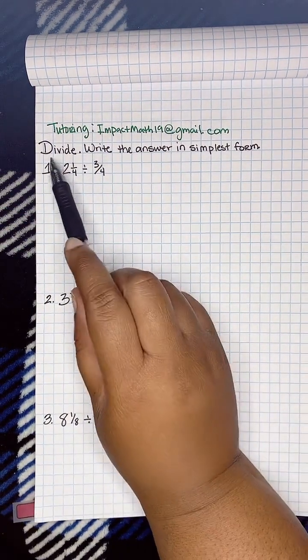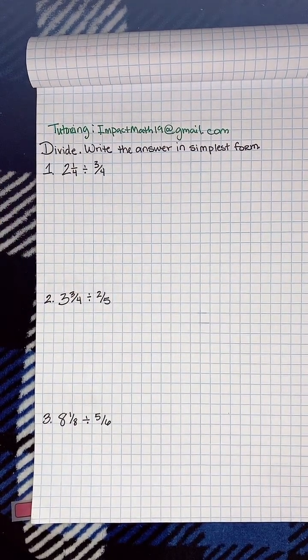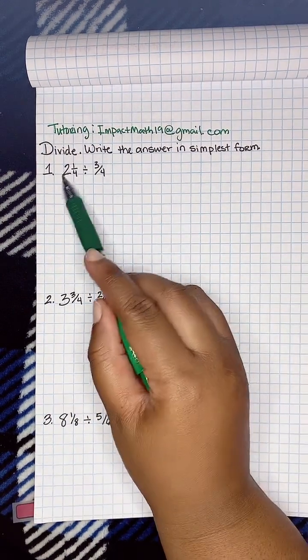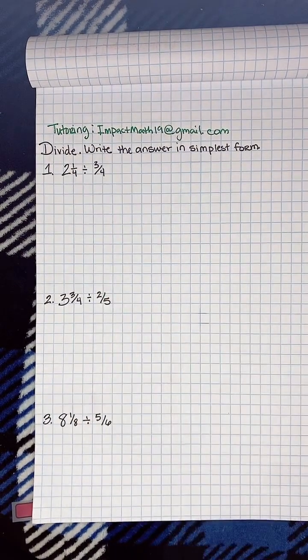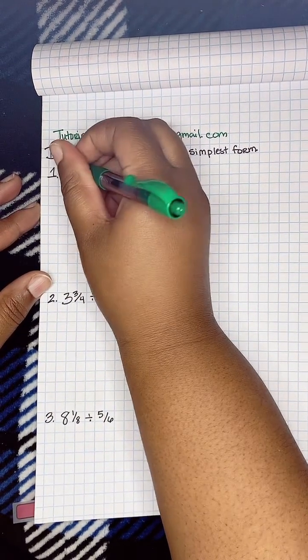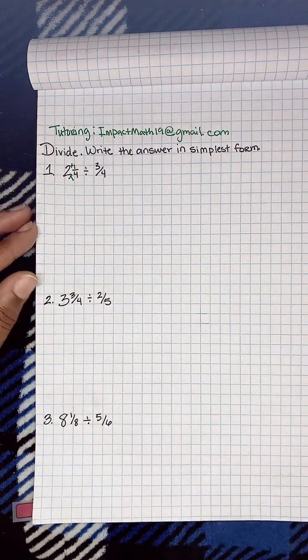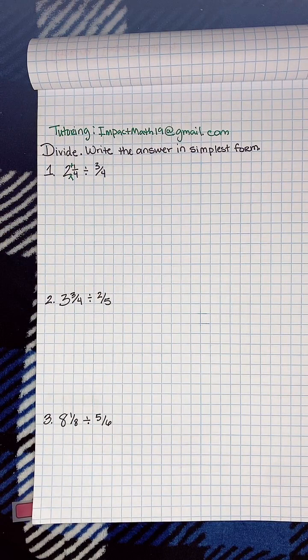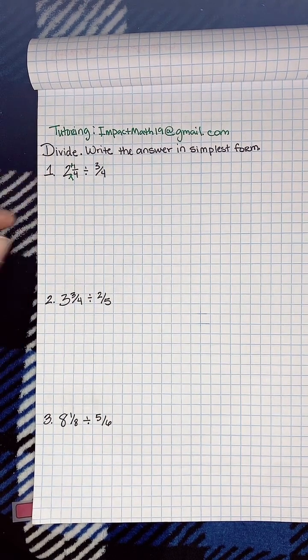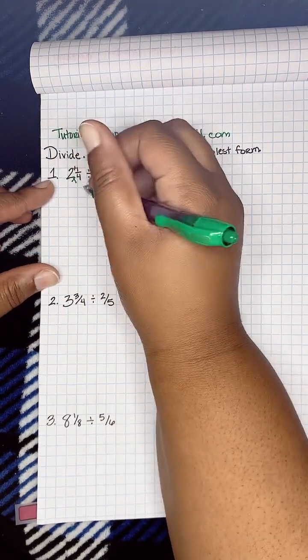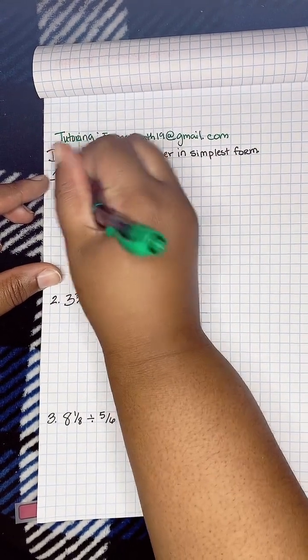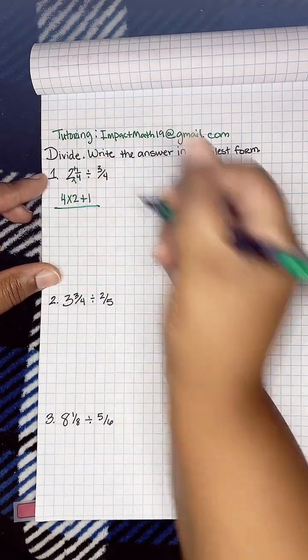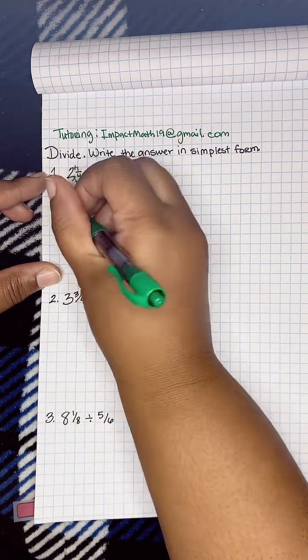Okay. So let's go here. Mixed numbers divided by fractions. Again, remember, whenever you have a mixed number, you have to change it to an improper. So we're going to multiply and then we're going to add. So 4 times 2 plus 1 over 4.